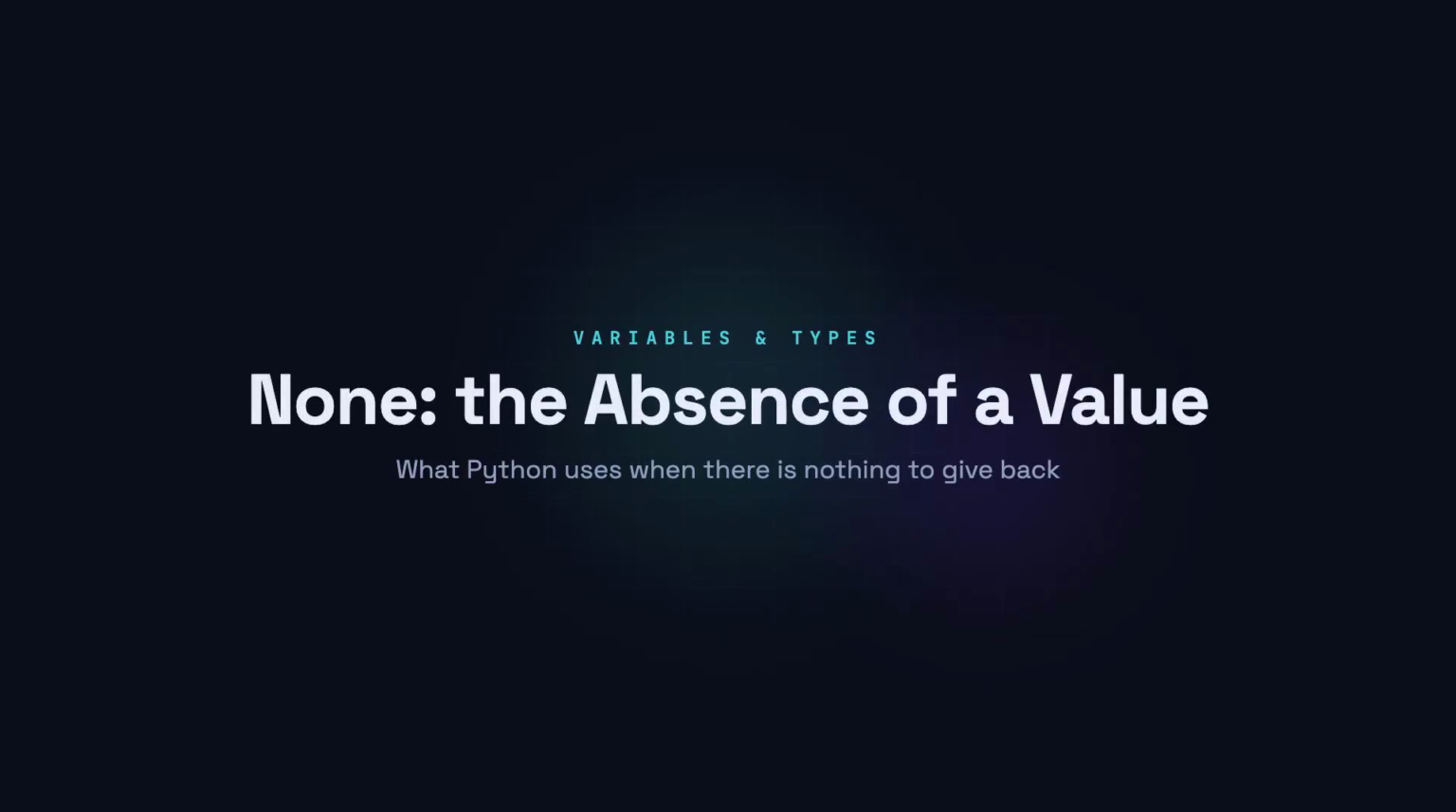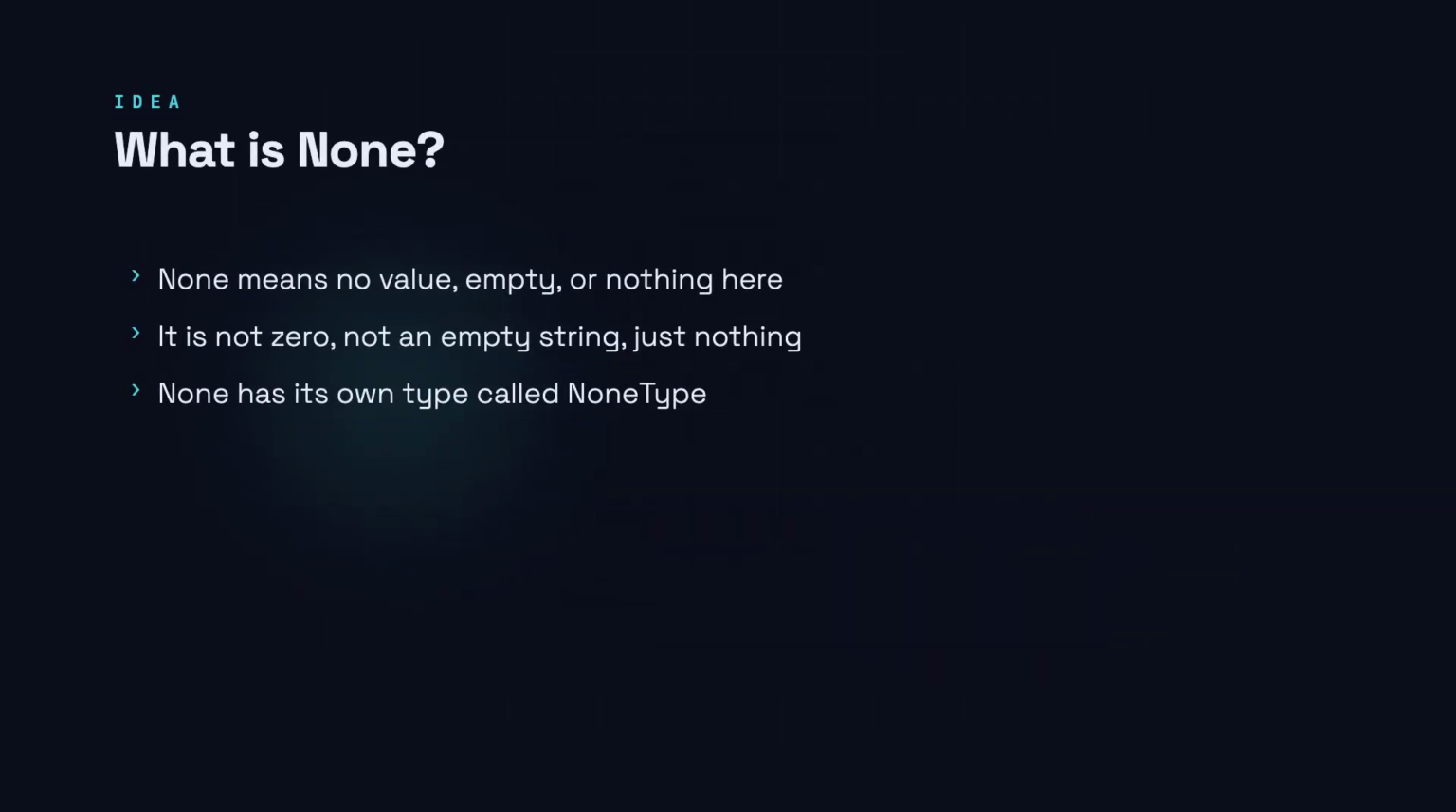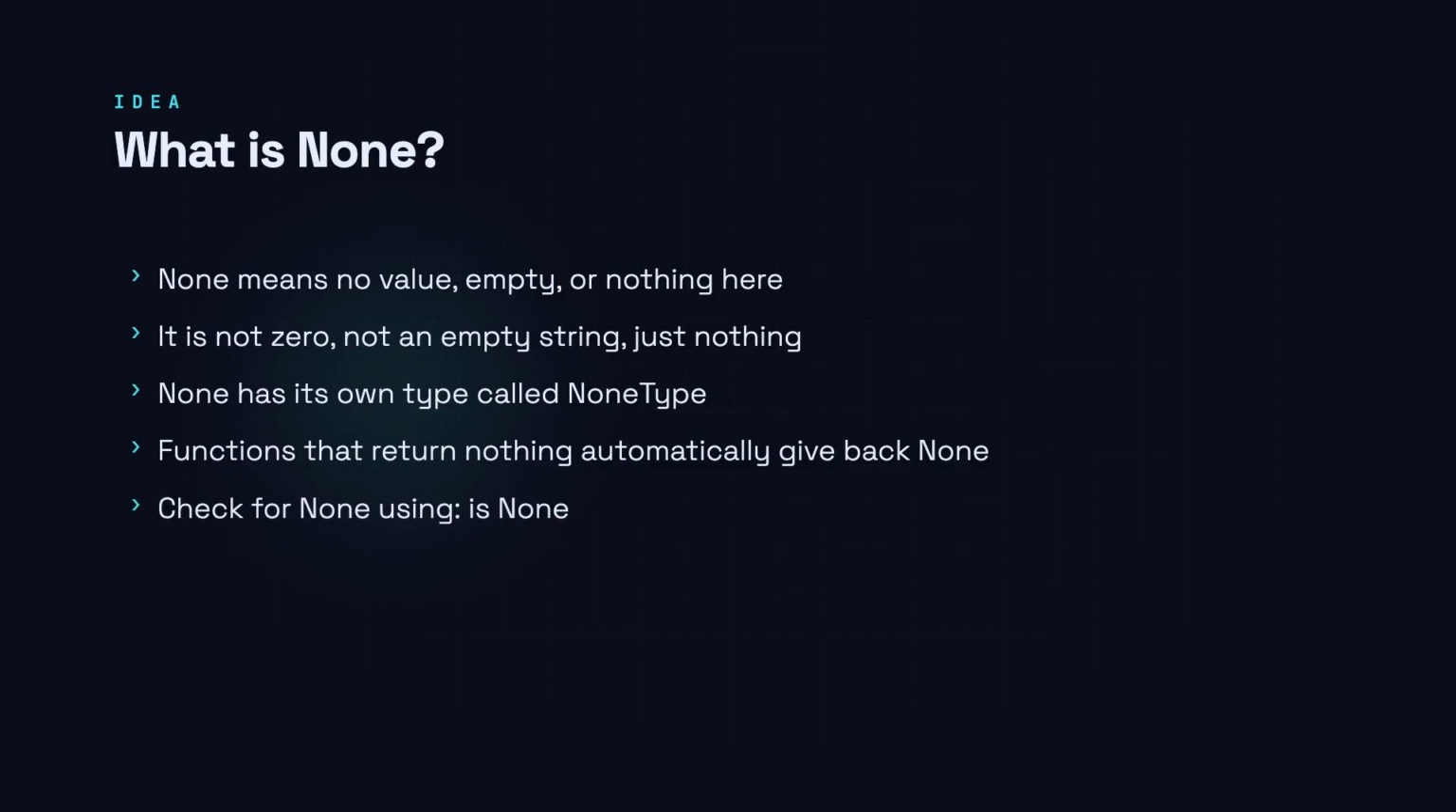In Python, sometimes a variable holds no value at all. For that, Python gives us a special placeholder called None. None is Python's way of saying there is simply nothing here. It is not a number or a string. It is its own special type called NoneType.